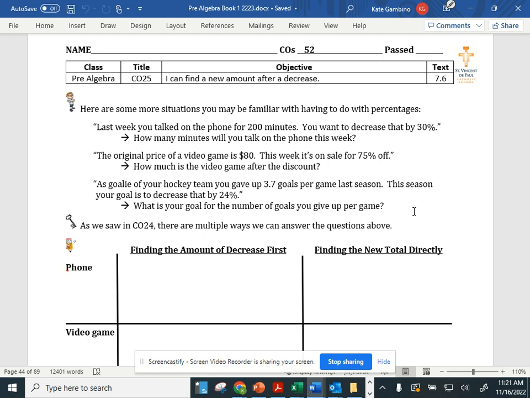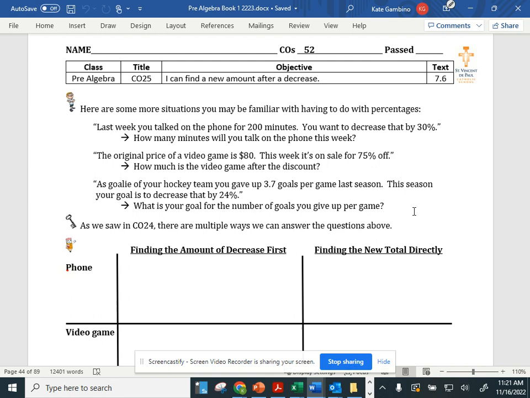As a goalie of your hockey team, you gave up 3.7 goals per game last season. That's the average, so that's why there's a decimal. This season, your goal is to decrease that by 24%. You want to give up less goals this year. So what is the number of goals that you plan on giving up per game?